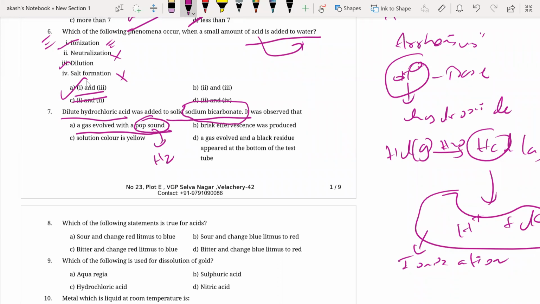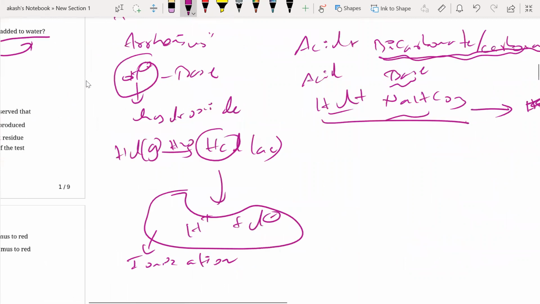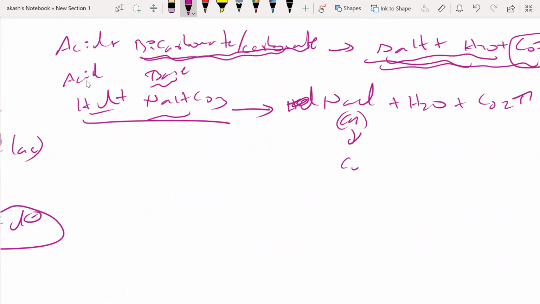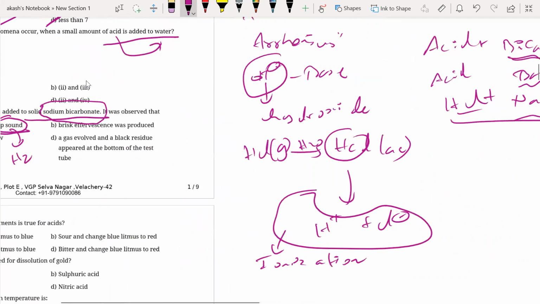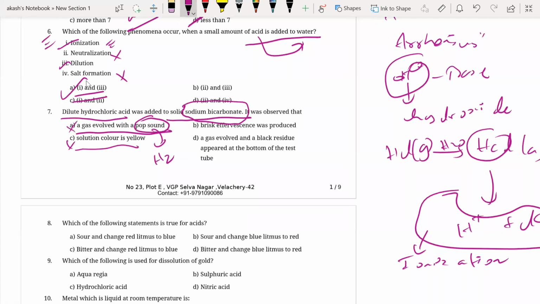Next, the color is yellow. No, nothing like that. The color will still be colorless only. Basically, all I have is NaCl aqueous solution. I know this is colorless. So C also cannot be the answer. So A cannot be the answer, C cannot be the answer. Let us look at option B. Gas is evolved, fine. And a black residue appeared at the bottom of the test tube. Nothing like that.